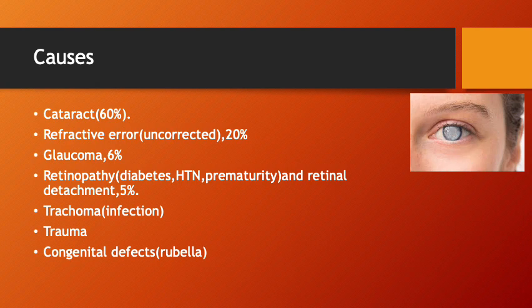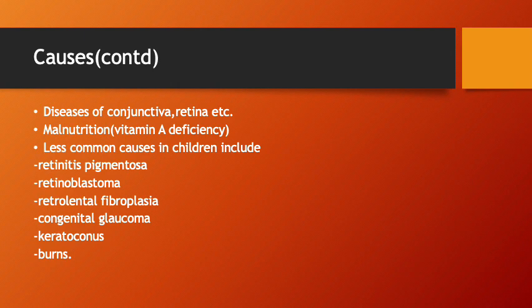Then we have infections like trachoma. Then there can be trauma or congenital defects, which can be due to infections like rubella. Then we have diseases of the conjunctiva and retina. Then there can be malnutrition, for example, deficiency of vitamin A. Now, less common causes in children include retinitis pigmentosa, retinoblastoma, retrolental fibroplasia, congenital glaucoma, keratoconus, and burns.